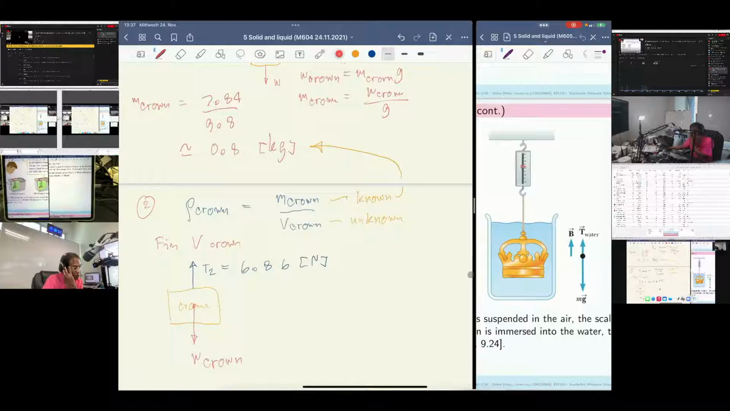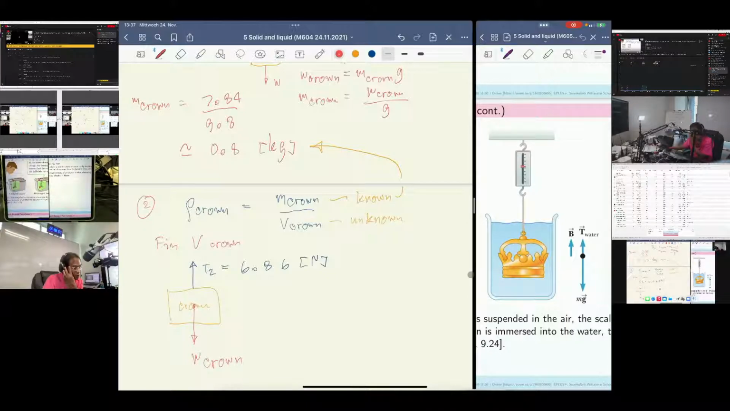From what we have seen before, the expression of the B is gonna be rho F, the rho of the fluid, times the volume of the object, and times G. And on the right hand side, you would have W crowd minus T2, and you have your own target, V crowd, which is the volume of the object too.